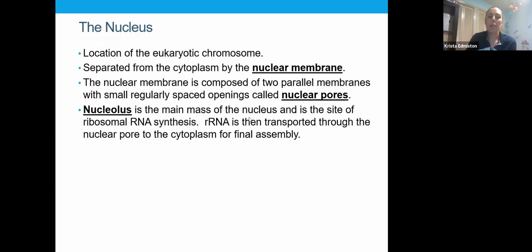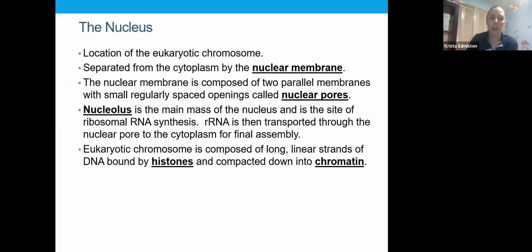The main mass of the nucleus is called the nucleolus, and it's where the synthesis of rRNA, so ribosomal RNA, occurs, and then it will transport through the nuclear pore where it's going to be finally assembled outside of the nucleus. So the ribosomes, and we'll talk about where the ribosomes are located, are not inside the nucleus of the eukaryotic cell.